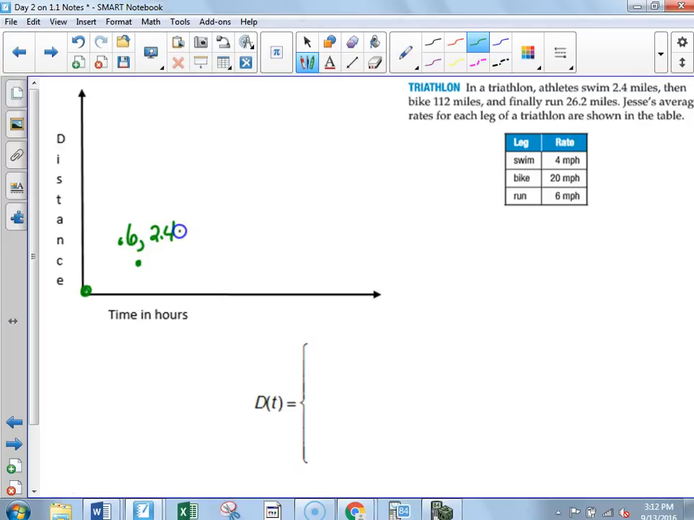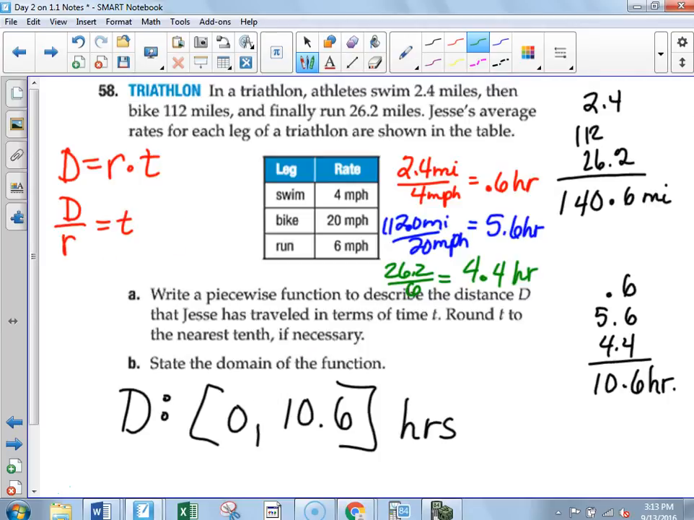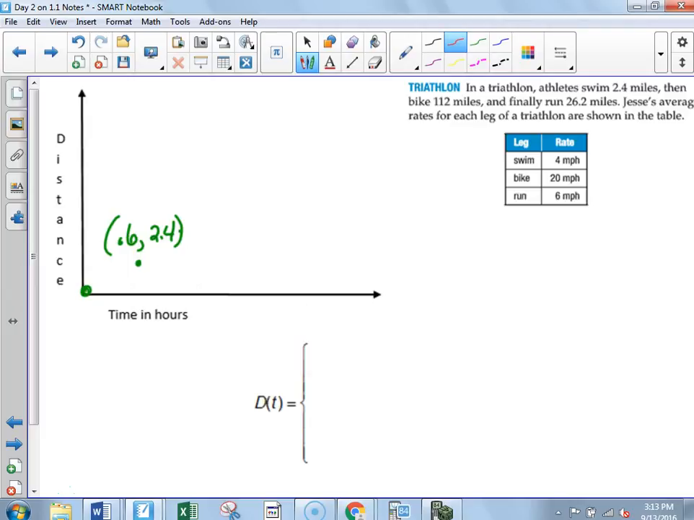Is that right? I should have done that in what color? Does anybody remember what color I did that one in? Red for the first one? Okay. Red for biking. Improvise. Okay.